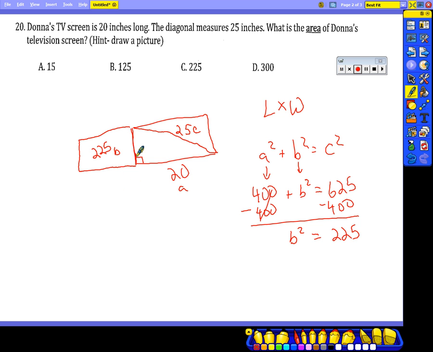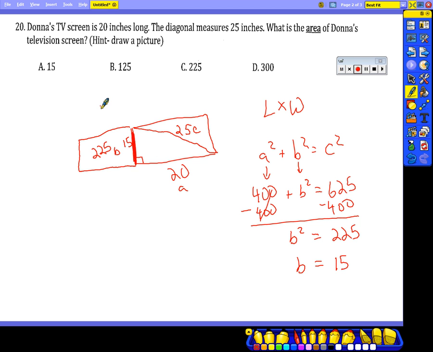But I need to know what B equals. So what I'm going to do is the square root of 225 to find out what B equals. The square root of 225 is 15. So that means that this side over here equals 15.